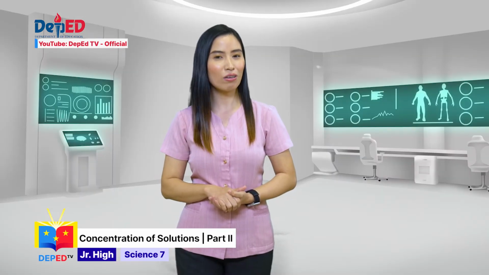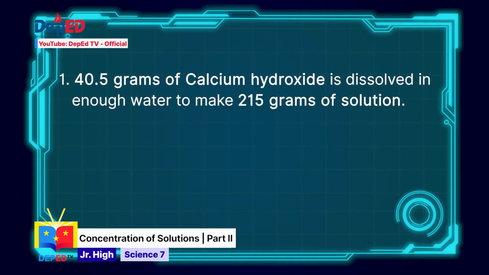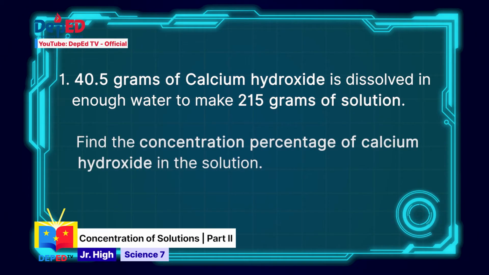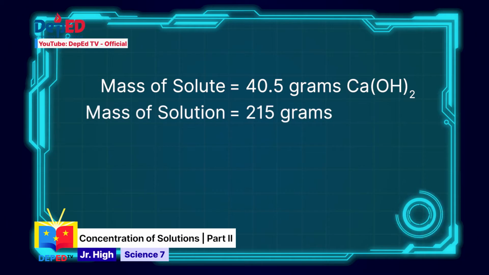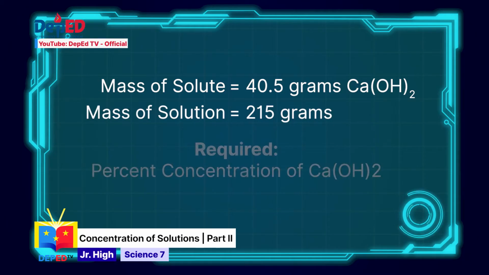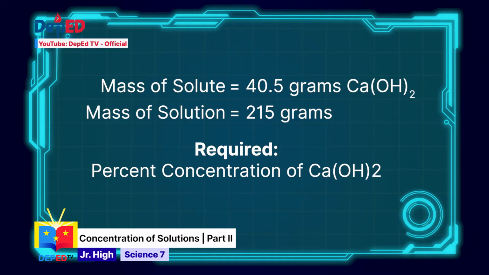Let's practice solving some problems. 40.5 grams of calcium hydroxide is dissolved in enough water to make 215 grams of solution. Find the concentration percentage of calcium hydroxide in the solution. The given values are: mass of solute is 40.5 grams of calcium hydroxide, mass of solution 215 grams. Required: percentage of concentration of calcium hydroxide.